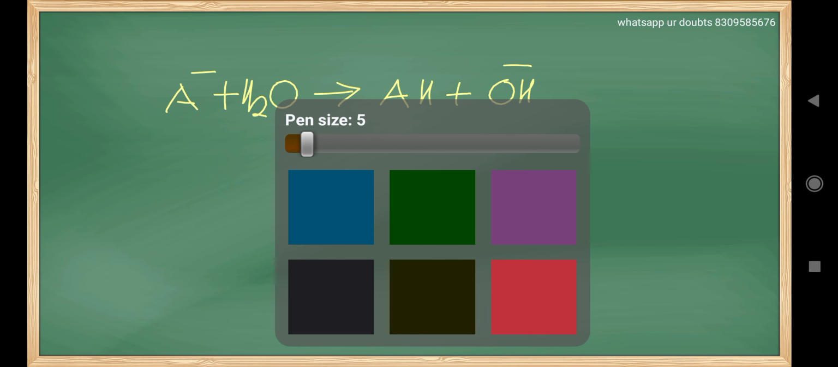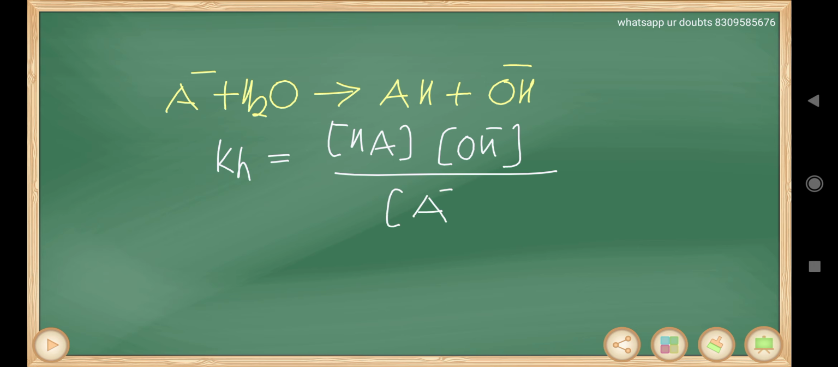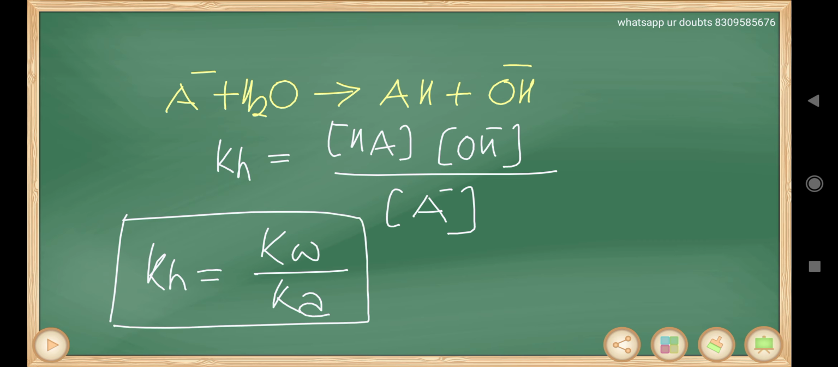If you want to write in general, A minus plus H2O gives rise to HA plus OH minus. If you want to mention the hydrolysis constant, KH is equal to the concentration of HA into the concentration of OH minus by the concentration of A minus. Like this you can show. Or KH is equal to KW by Ka. Weak acid, no? So Ka. Hydrolysis constant KH is equal to KW by Ka, or KH is equal to [HA][OH minus] by [A minus].